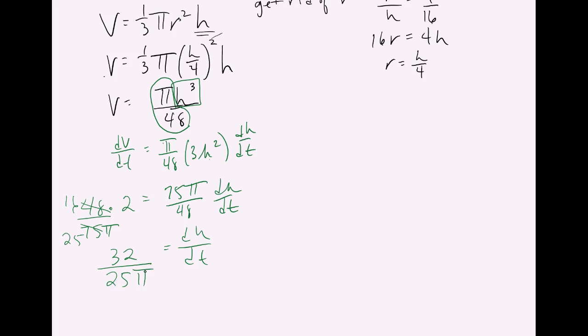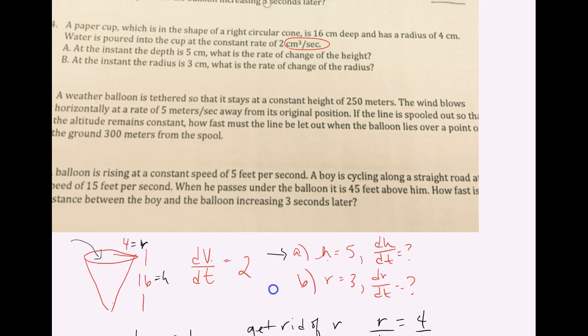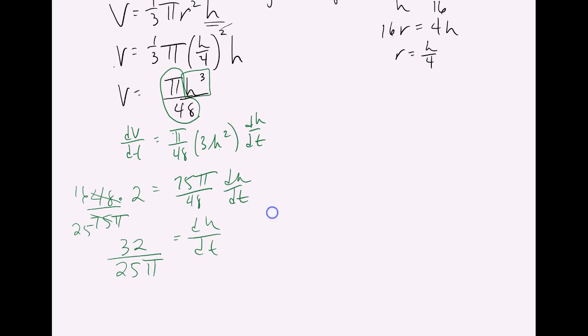And this is going to be something per something. It's a rate. So in the problem, I don't even know, I think it was centimeters and seconds. So we're going to have to put centimeters per second on our answer. All right, cool. So that's part A.